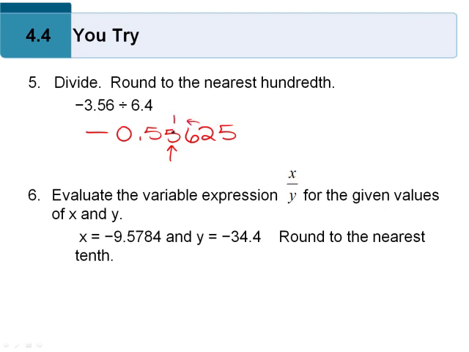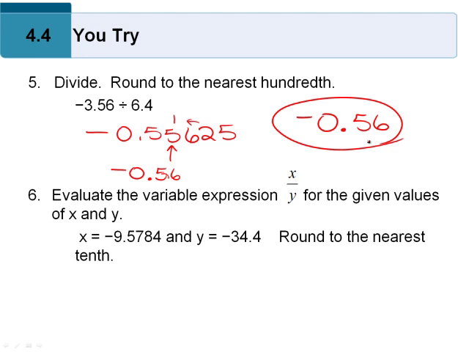So we add 1. 1 and 5 is 6. And you bring down the 5, the decimal point, and the 0 that are to the left there. And it's going to be negative. So let me write that over. It got a little messy. It should be negative 0.56. And that would be the answer there.